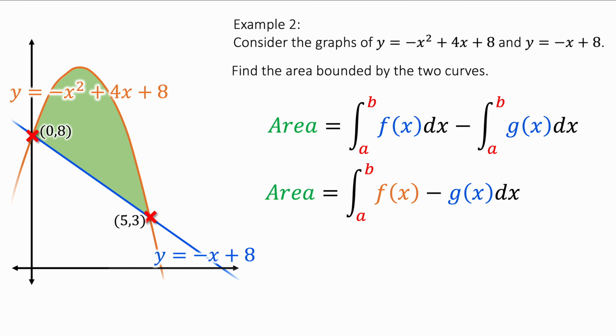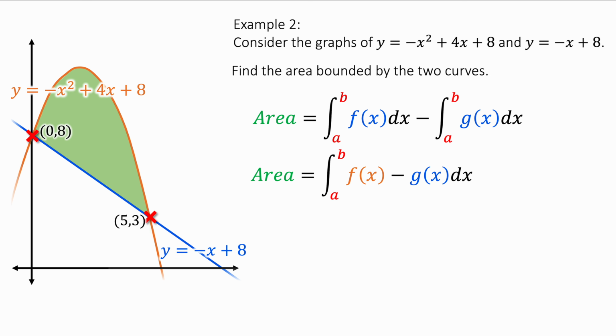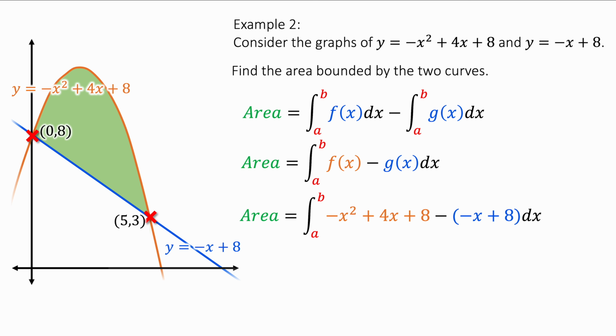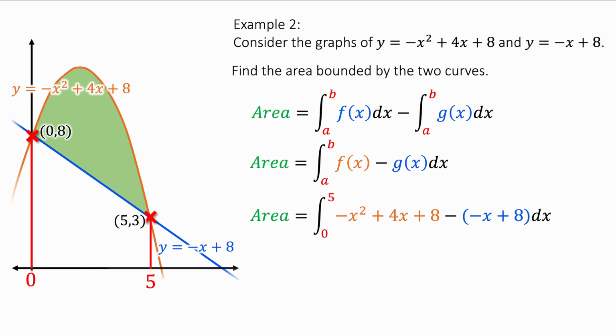So we substitute the functions in, and we get the integral of minus x squared plus 4x plus 8 minus x plus 8 dx. We can simplify that. Just be careful with your minus sign here. Minus is positive, minus plus 8 is minus 8. And it's between 0 and 5 because the x coordinate of the first coordinate is 0 and the second coordinate is 5. Substitute those in and simplify the expression.